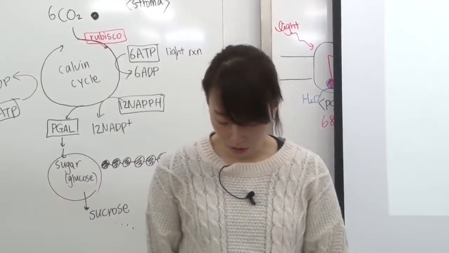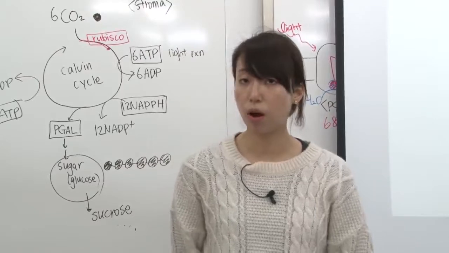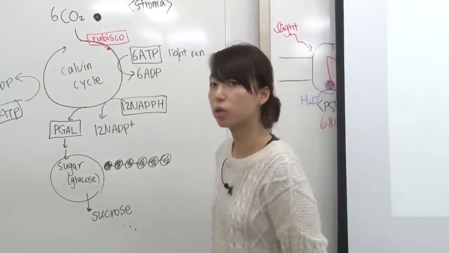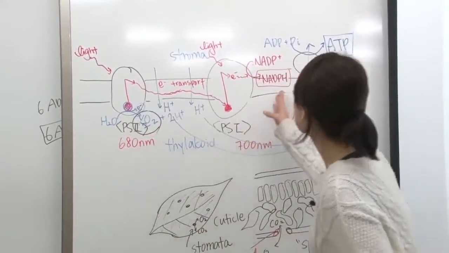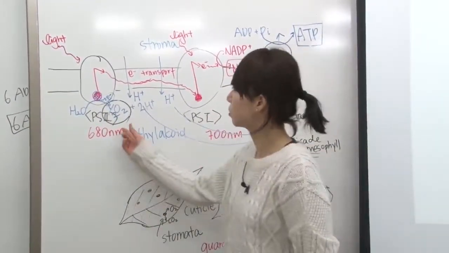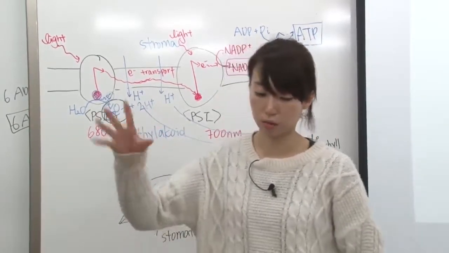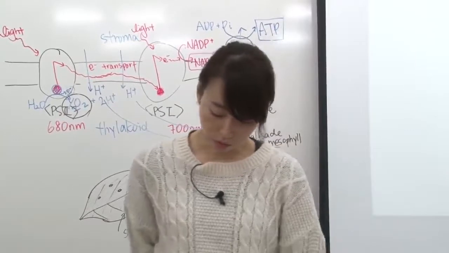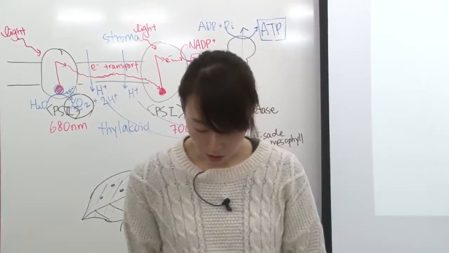Number 3, released as a waste product from the light-dependent reactions. Okay, so out of light-dependent reactions, there are 3 things that are produced, which are O2, NADPH, and ATP, right? So out of these, the waste product is actually O2. So this actually doesn't really get used, and this gets released outside of the leaf. So it's going to be A.